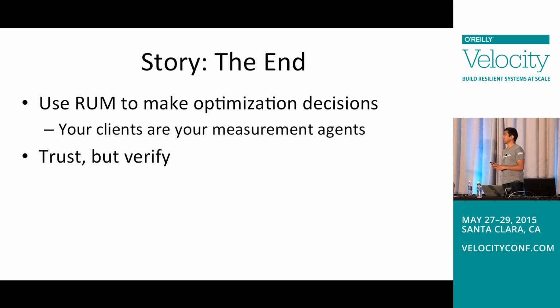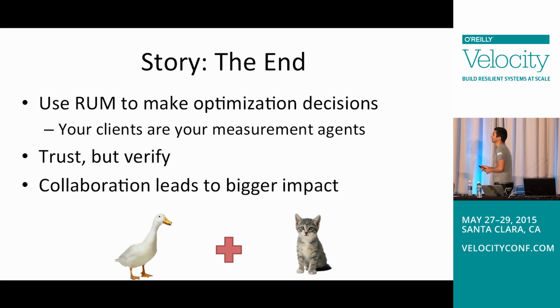Second, very important: trust but verify. Yes, we did the optimal assignment. We could have been happy that we used RUM to make optimal assignments. But if we didn't verify, we wouldn't have found that 30% of the users in America were badly assigned. So always trust but verify.